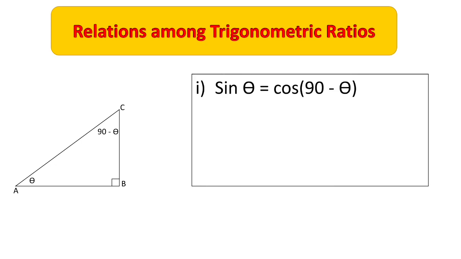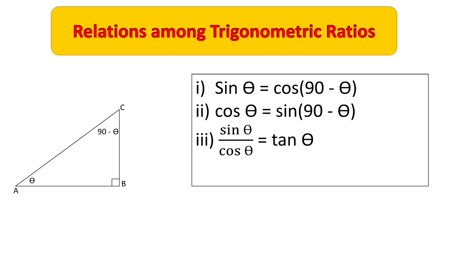Now sin theta equals cos (90 minus theta). These are the relations among the trigonometry ratios which we can ask you to fill up. Cos theta equals sin (90 minus theta). If the cos theta value is given as 40, it means sin theta will be 90 minus 40, which is 50.